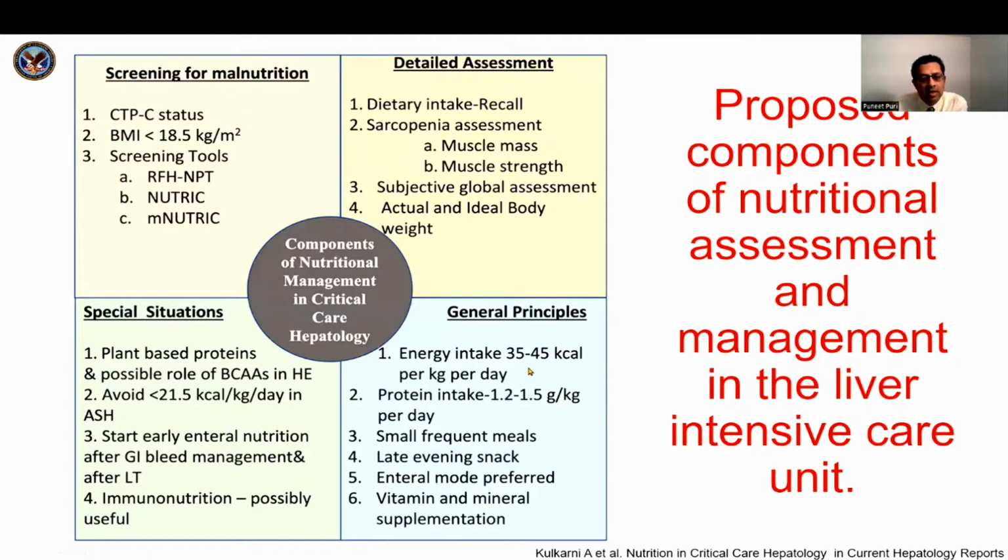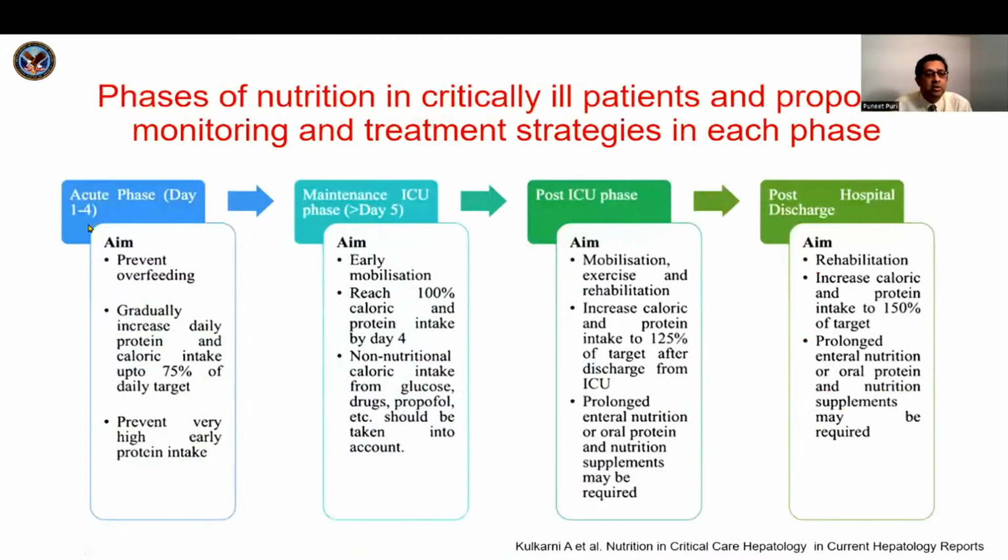This is possibly in a slightly higher range, but depends on whether calories are based on ideal body weight or some other measure. Protein intake is appropriate, small frequent meals, late evening snack, especially in the pre-admission phase. Enteral mode is preferred, and don't forget the other vitamin and mineral supplementation that are part of this critical illness, like zinc and others. So recapitulating the acute phase, day 1 to 2 or day 1 to 7, that divides into early and late period, and then the late phase.